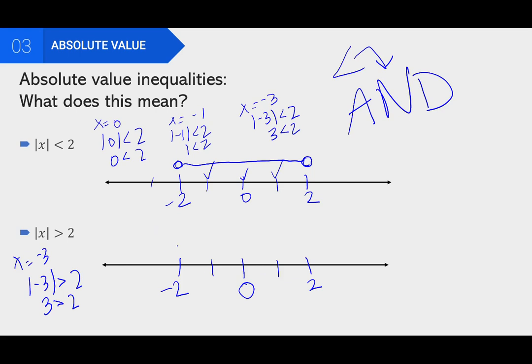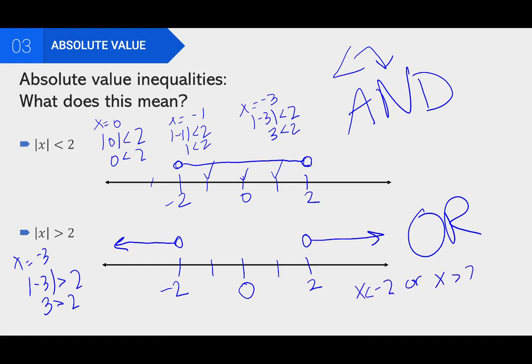So I just need the numbers that are at negative 2 or less and more than positive 2. That looks like an OR inequality. So I could rewrite it as x is less than negative 2 or x is greater than positive 2. Oh, I forgot to rewrite the other one. I would write it as negative 2 is less than x is less than positive 2.